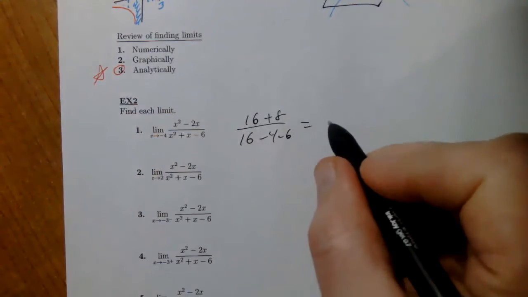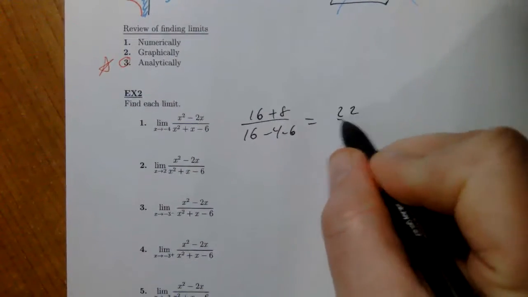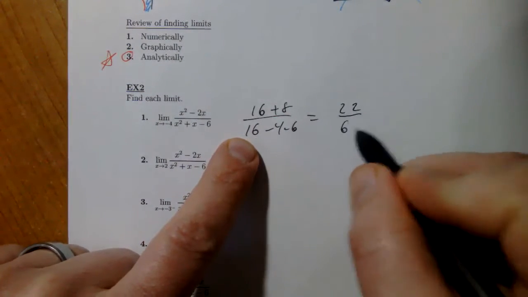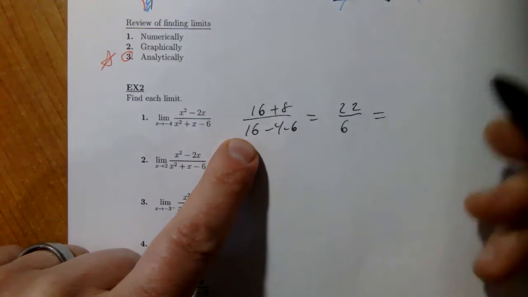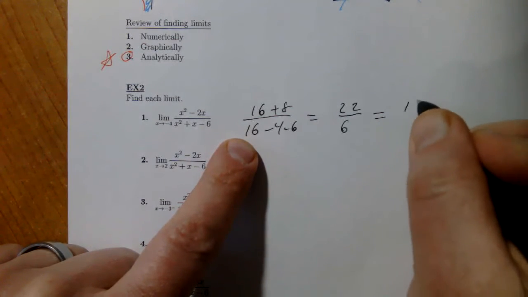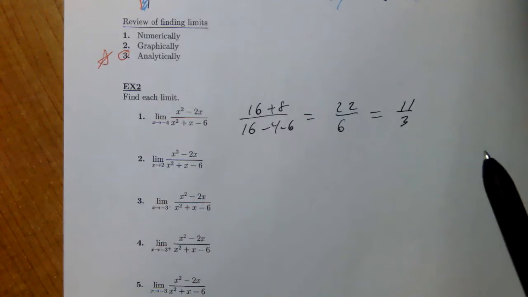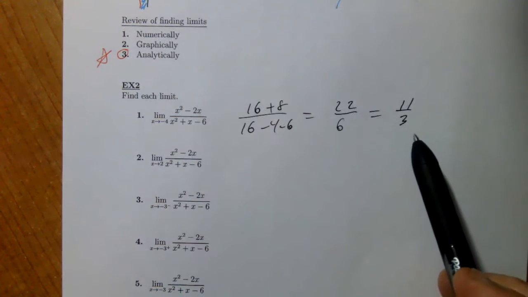So 16 plus 8 would be 24. And then the bottom, personally, I would do 16 minus 10, which would be 6. And then you could simplify that, right, and cancel off a 2. So it's like 11/3. It is what it is. Now, again, remember, by actually physically plugging in -4, have you actually found the limit?